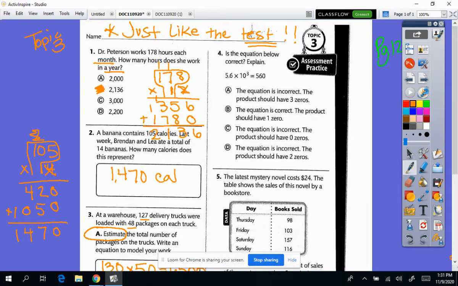Okay, so number 4, is the equation below correct? Explain. 5 and 6 tenths times 10 to the third equals 560. So right away, I think many of you are going to say, oh, well, this exponent is a 3. I know that means 3 zeros. However, our number here is not a full number. It's a 5 and 6 tenths.